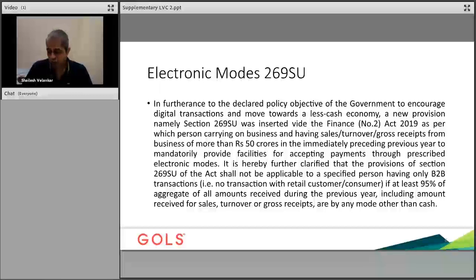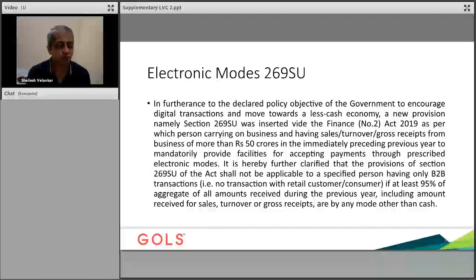This is the provision. Before we see this particular amendment, let me tell you what is section 269SU. Section 269SU is a new section which has been brought about. It is the department's initiative that the department wants to go towards cashless transactions. The Income Tax department wants to discourage cash transactions, and therefore the use of electronic modes of payment is more and more encouraged. Cash transactions are discouraged.